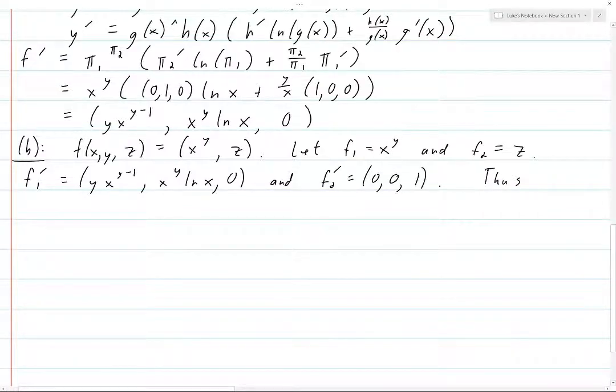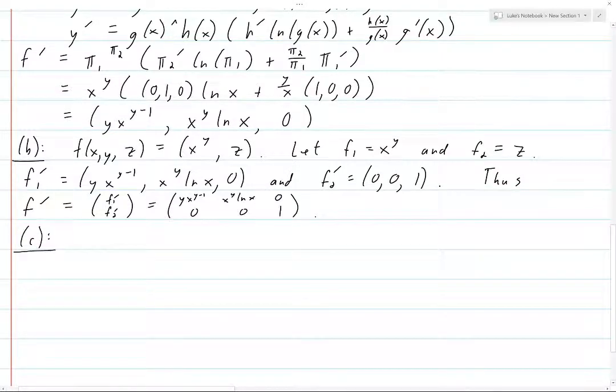Thus, f prime, again, this is f prime at the point x, y, z. This is a column vector, or we first have f1 prime, and then we have f2 prime. So this is going to look like y x to the y minus 1, x to the y natural log of x, 0, and 0, 0, 1. And just to make sure that this makes sense, f is a transformation from R3 to R2, so f prime needs to be a linear transformation from R3 to R2, and so it needs to be a 2×3 matrix, and that's precisely what this is.